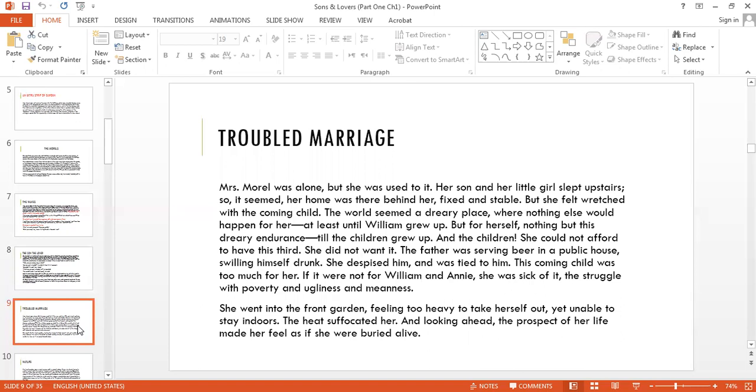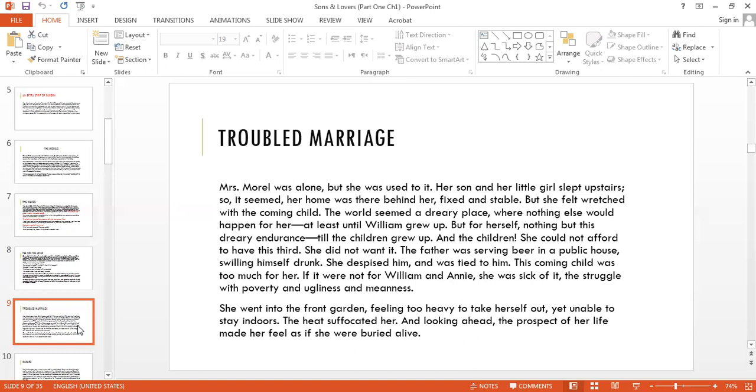And the world seemed a dreary place for her where nothing else would happen for her, at least until William grow up. But for herself, nothing but this endurance. You see, she's enduring life and the children. She could not afford to have this child, the third one. She did not want it.